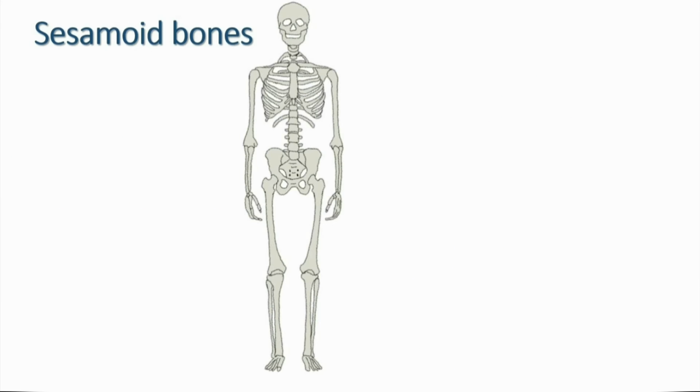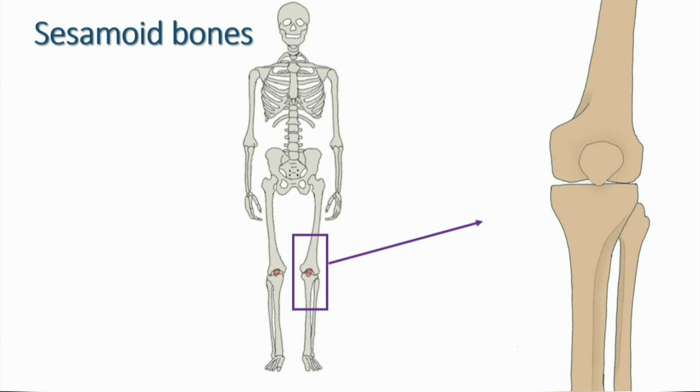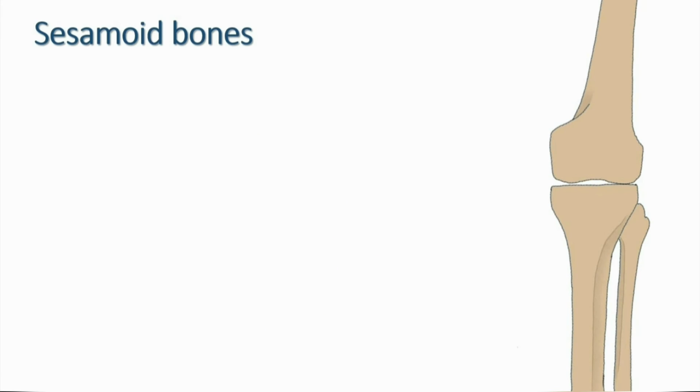Now, a major sesamoid bone in body is patella. Patella is present on the knee joints. Some people even call it kneecap. So if I zoom in, it would look like this. Let's see how sesamoid bones actually work and why we need them.